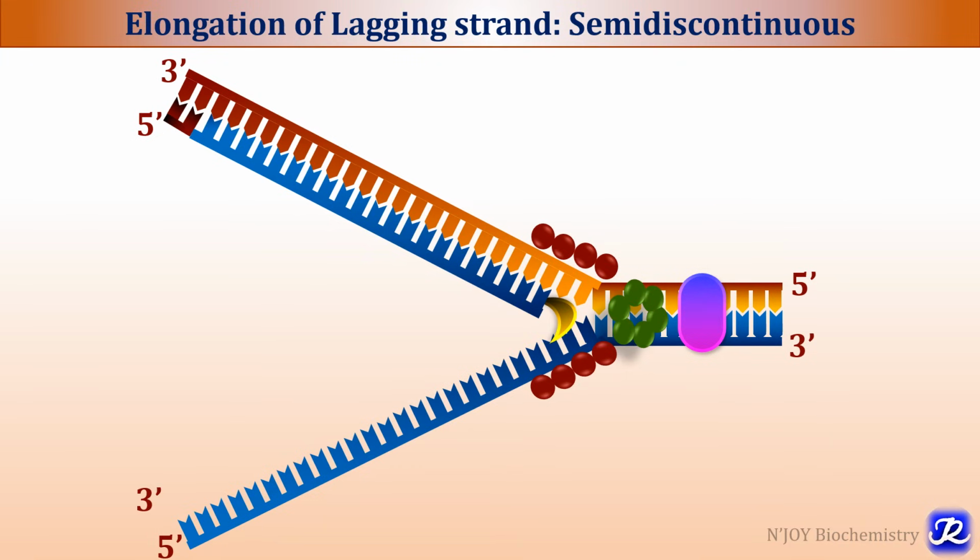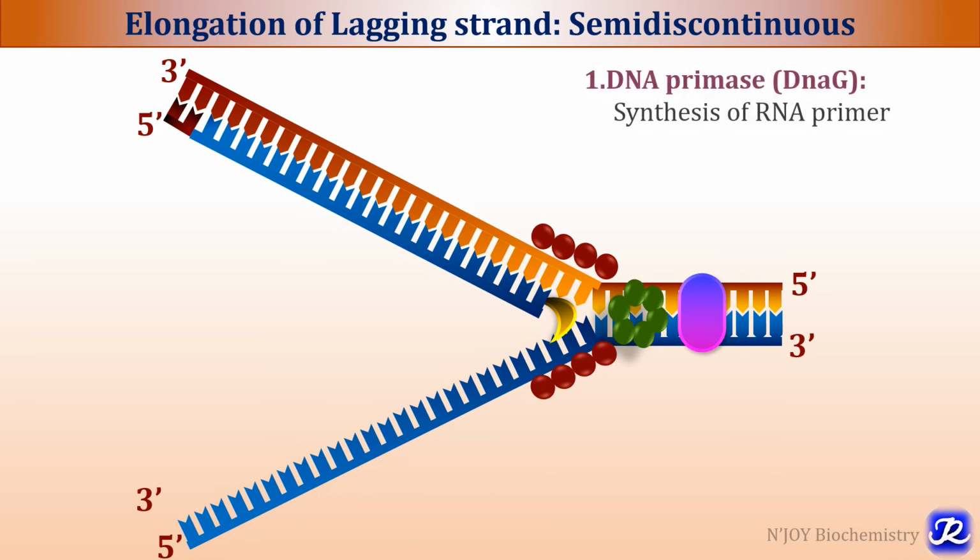Elongation of the lagging strand is different from elongation of the leading strand. It is semi-discontinuous and occurs with the synthesis of short stretches of DNA, which are called Okazaki fragments. Elongation of the lagging strand requires RNA primer, and this RNA primer is synthesized by DNA primase, which is also called DnaG. So this is how RNA primers are synthesized on the lagging strand.